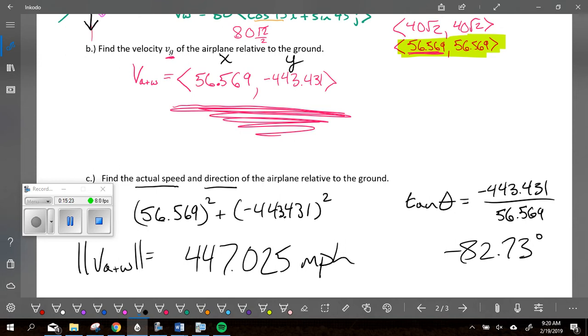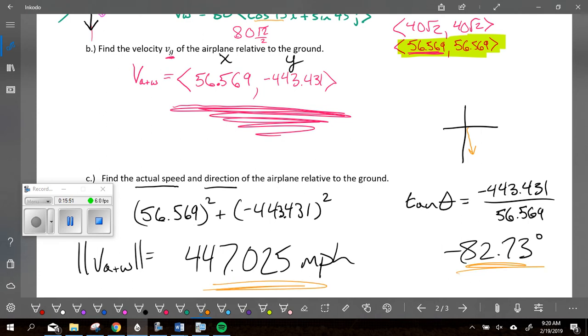Tell your neighbor why that makes sense. The plane was going south. The wind was blowing northeast, so it makes sense that my flight is going to be a little bit off track and it's going to be kicked into the fourth quadrant. Giving me a negative 82 degree angle makes sense to us, or at least it should.